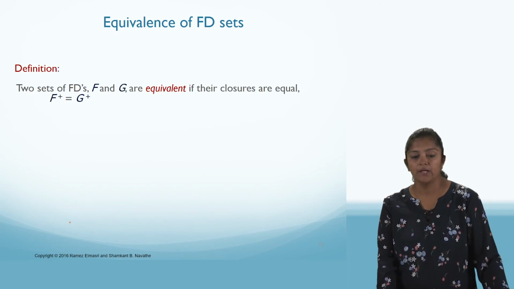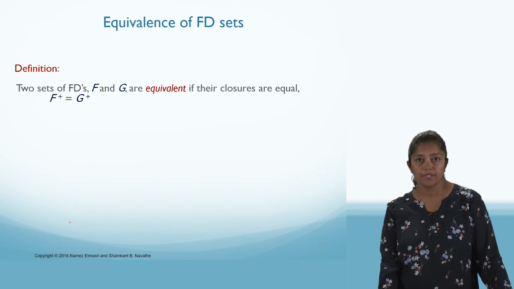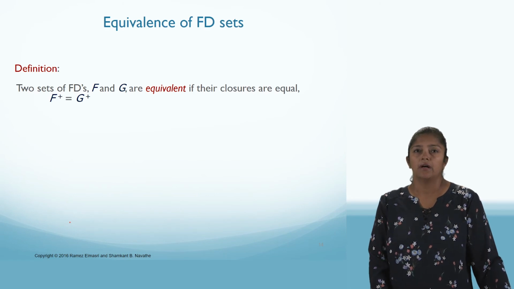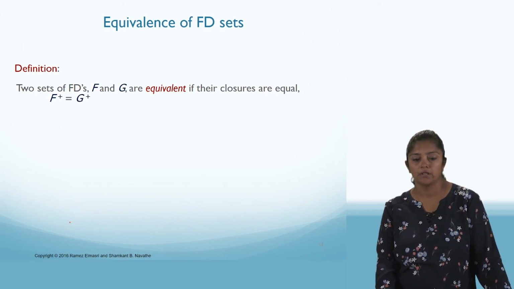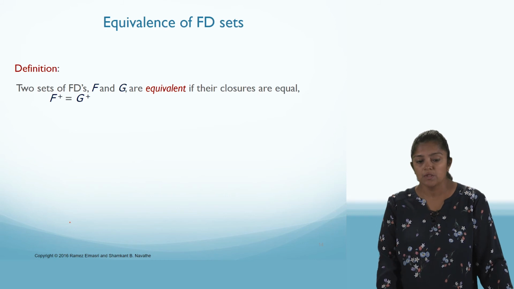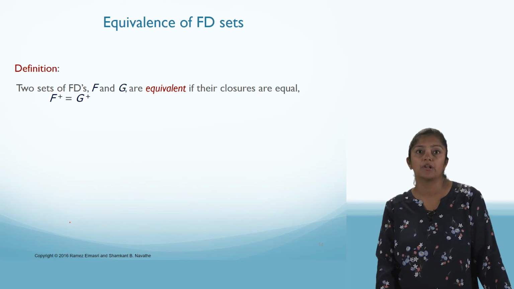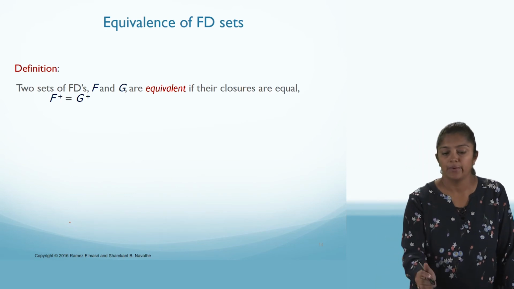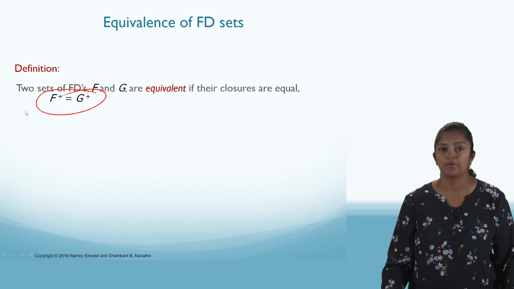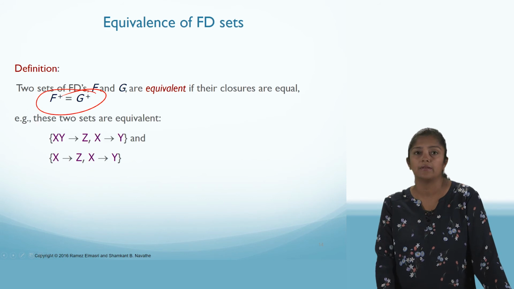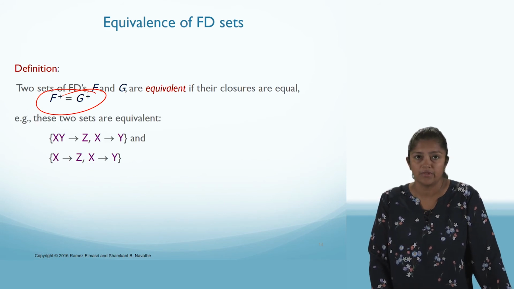Next, we look at equivalence of functional dependency sets, and how do we conclude that they're equivalent. Basically, two sets of FDs, F and G, are considered to be equivalent if their closures are equal. So the way to do it is to compute the closure of each of them and check if they're equal. Then they're considered equivalent FD sets.